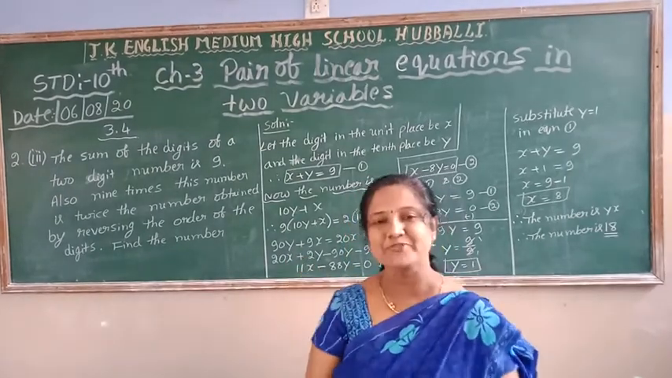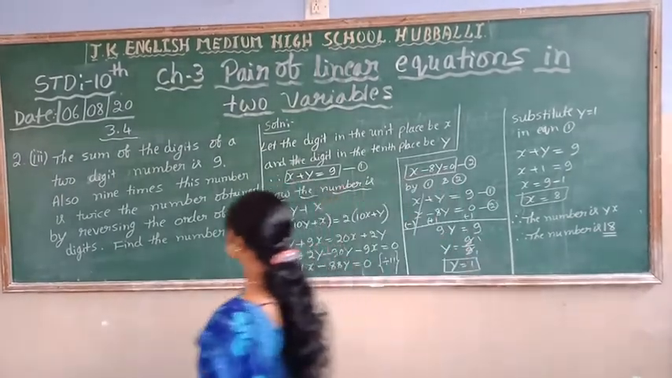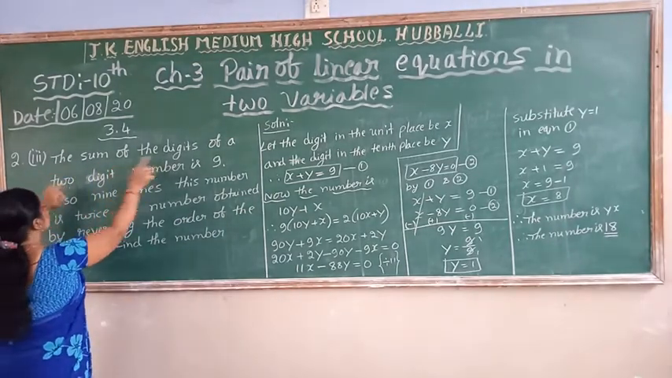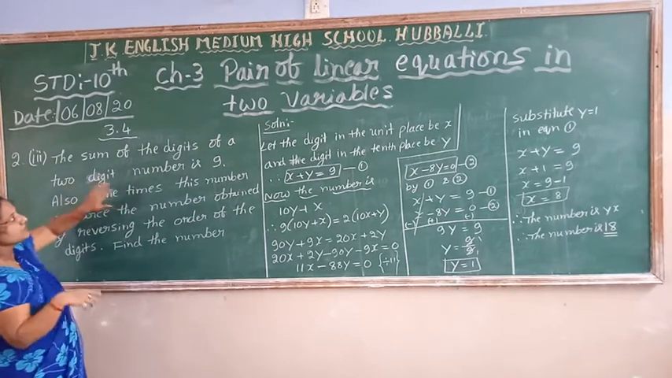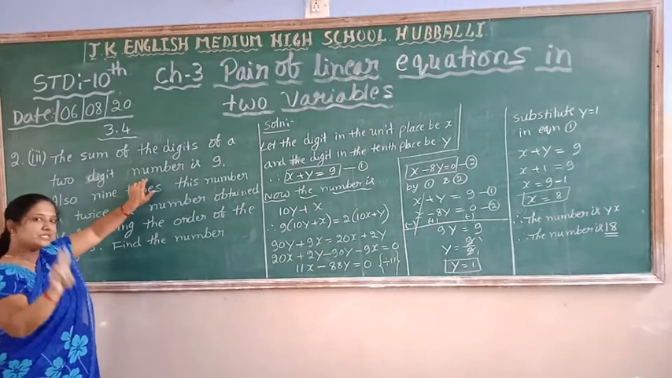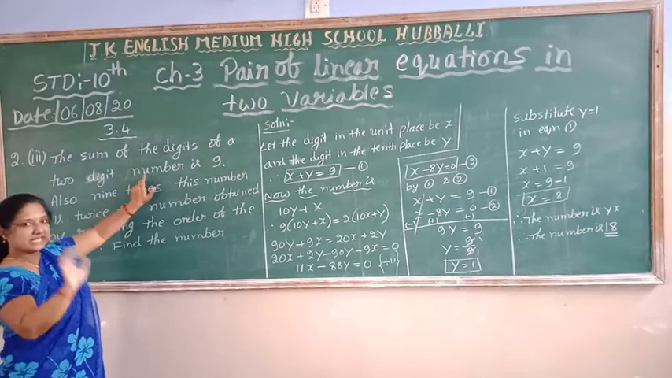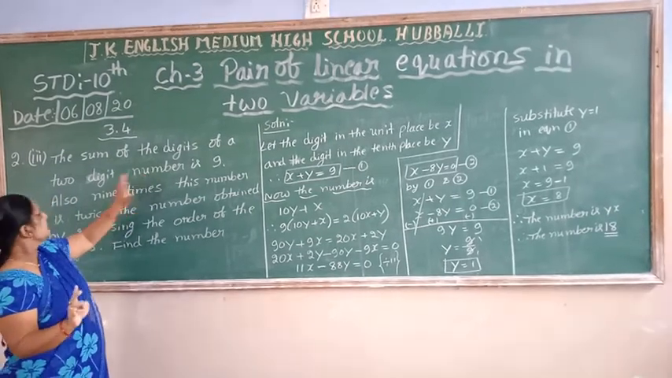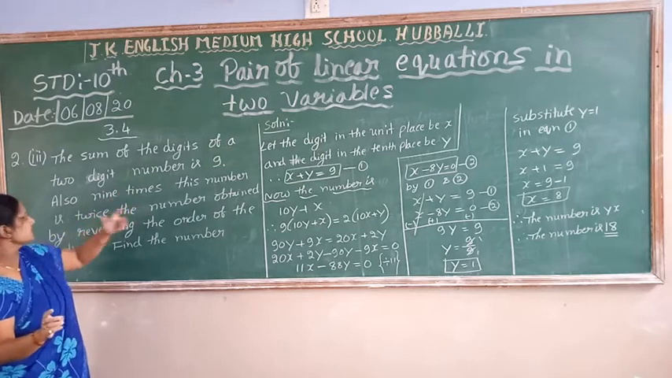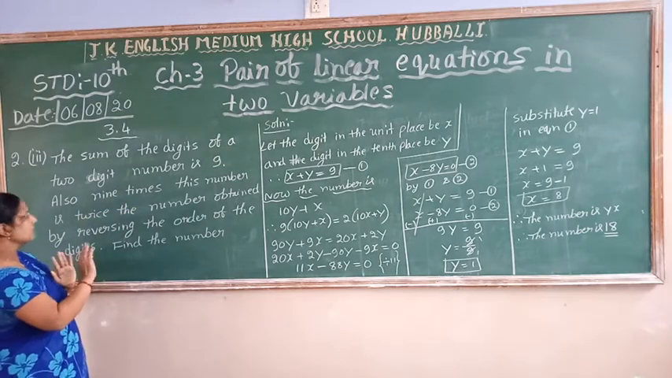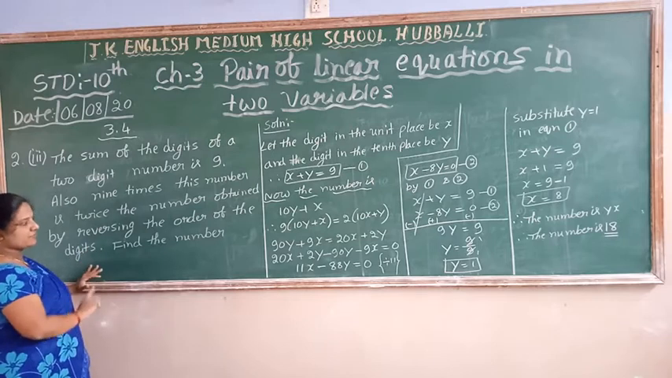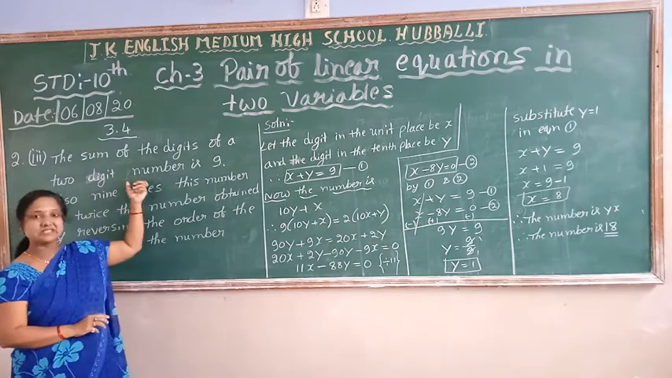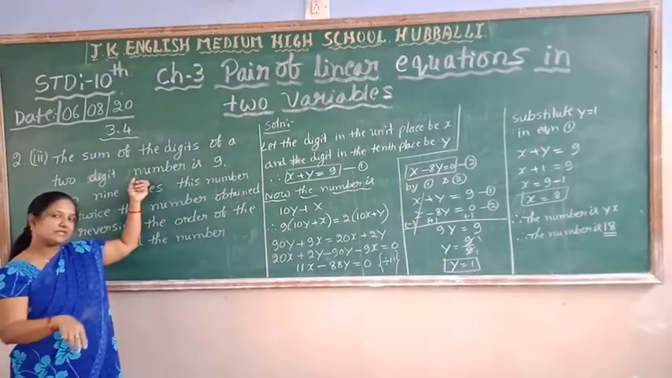I am going to continue 3.4 exercise second main. So, third question. The sum of the digits of a two-digit number is 9. Also, 9 times this number is twice the number obtained by reversing the order of the digits. Find the number. The sum of the digits of a two-digit number is 9, which means we don't know the digits of that number.